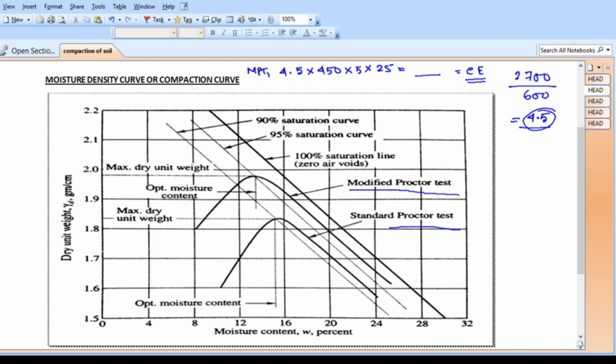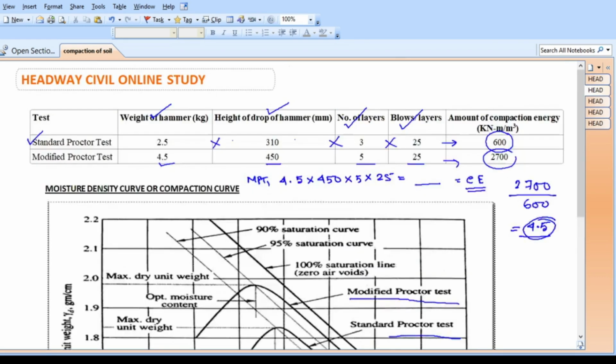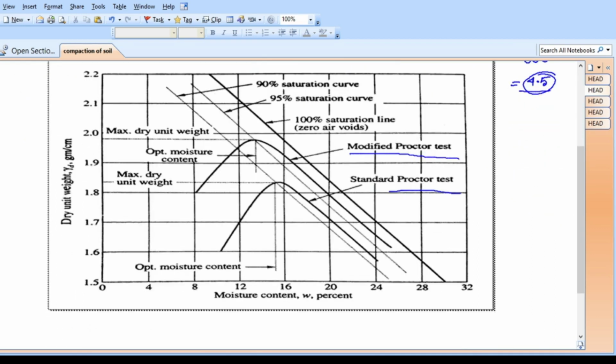We can see one difference between these two curves: the modified Proctor test curve is shifted more towards the left side, because as we saw, the compaction energy in the case of the modified Proctor test is more as compared to the standard Proctor test. So what happens is, we can achieve a greater dry density in the case of the modified Proctor test at a smaller moisture content.